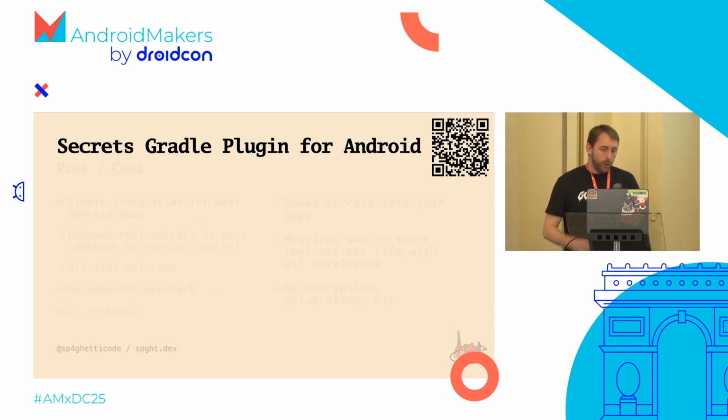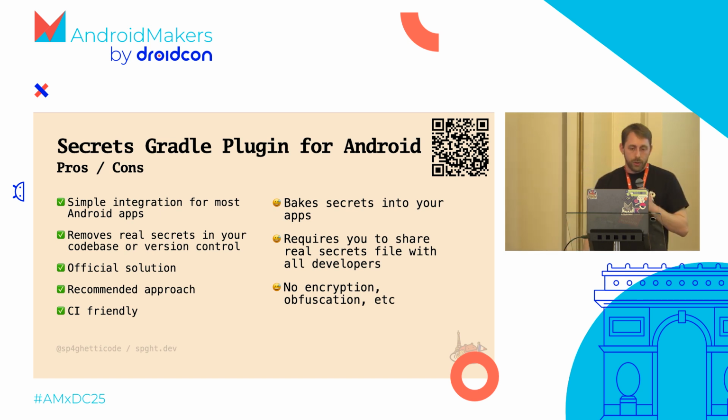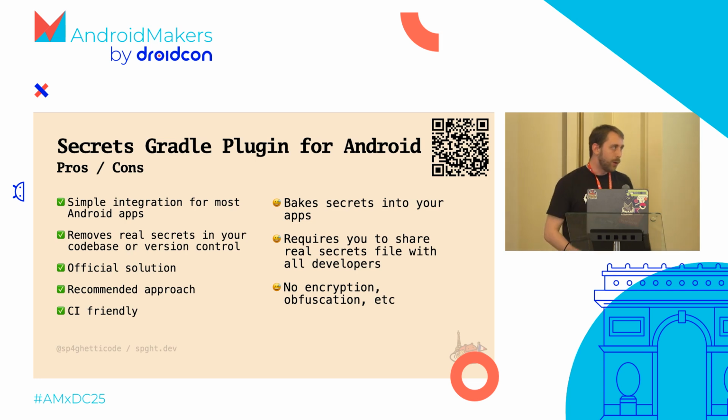So with all things, there are pros and cons. The first pro of this is that this is practically something you could do immediately. It's the most simple integration possible for Android apps. It also removes the real secrets from your current code base, so you're no longer committing those secrets. You're excluding your actual production secrets.properties file via the git ignore, so this is no longer a problem.